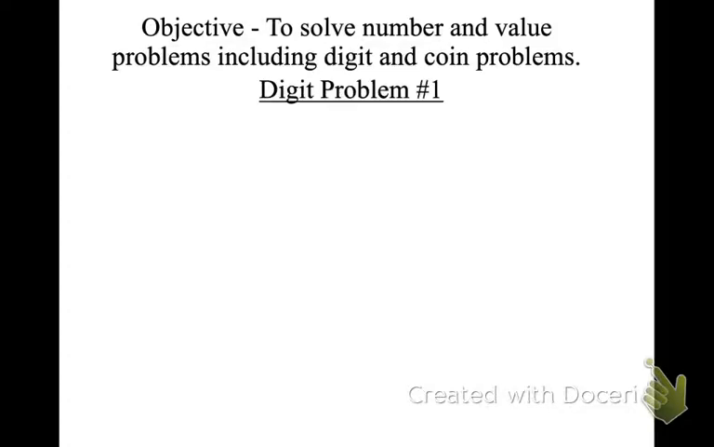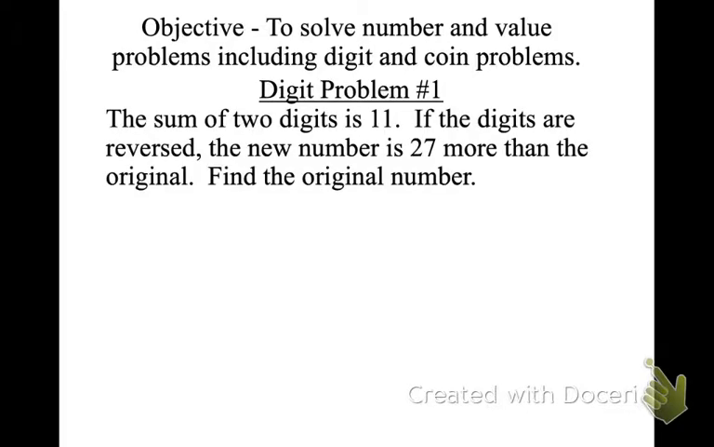So let's get started. Now, these seem really confusing at first, but it's really about muscle memory because they're always done the same way, and there's no variation to them. They're always written the same way. Here's how it looks. The sum of two digits is 11. If the digits are reversed, the new number is 27 more than the original. Find the original number.